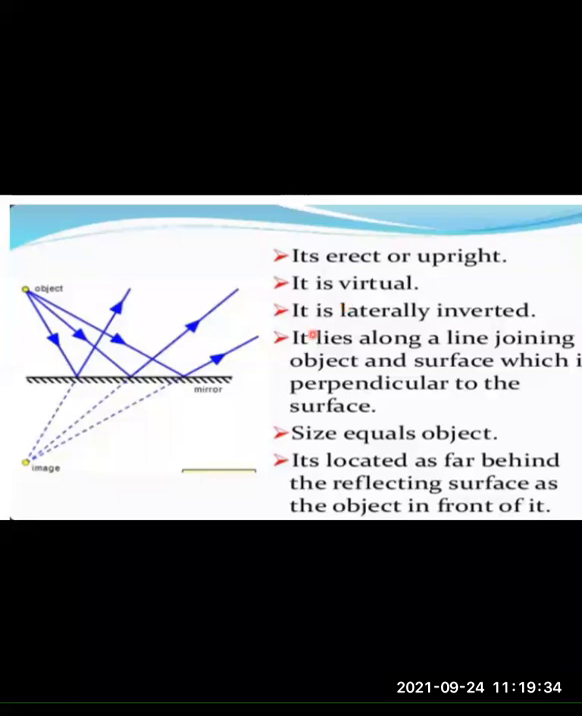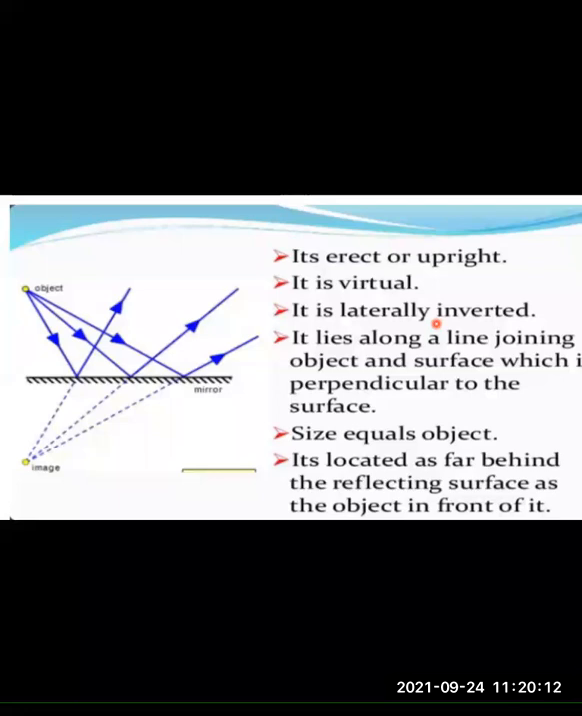The image is laterally inverted. Laterally inverted means when we stand in front of a mirror, if you have noticed it or not, you can see your left hand is being seen as the right side and your right hand is seen as the left side of the image in the mirror. So laterally inverted means there is an inversion of the image. There is a flipping of sides. Okay, so you can relate it like this.